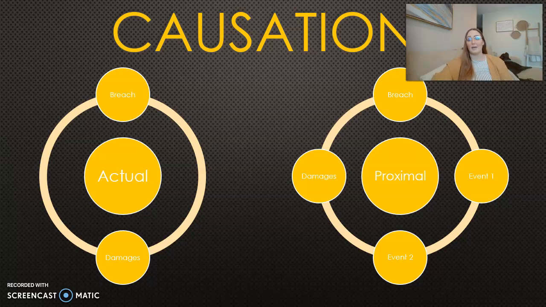Then we have our second kind, actual causation. Now, this is a one-to-one relationship. In other words, you breach and then you receive damages or cause damages. In other words, you don't stop at the stop sign, and then now you have received damages or caused damages. It's an initial one-to-one relationship. So the breach right away is the actual cause of the damages.